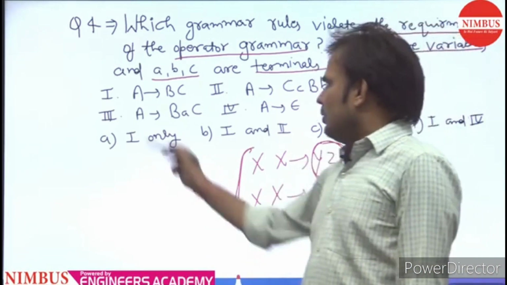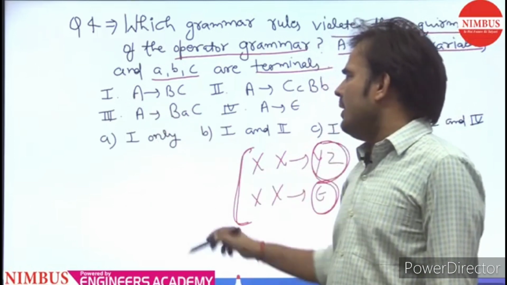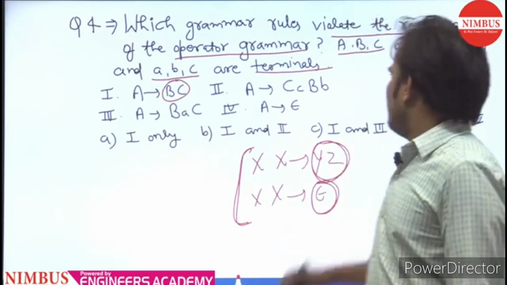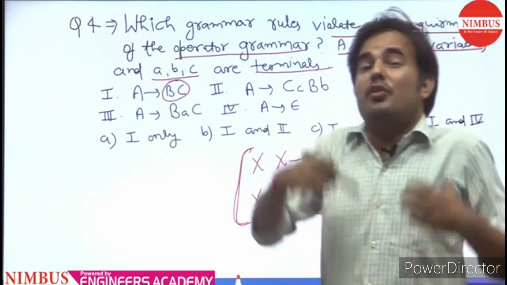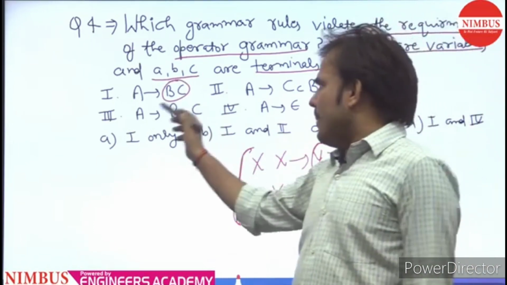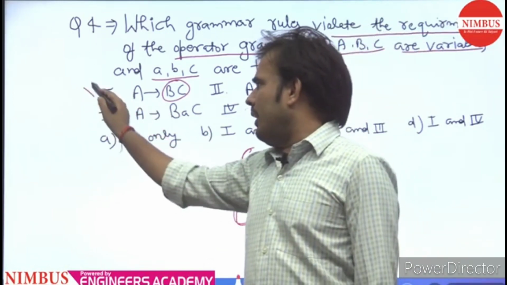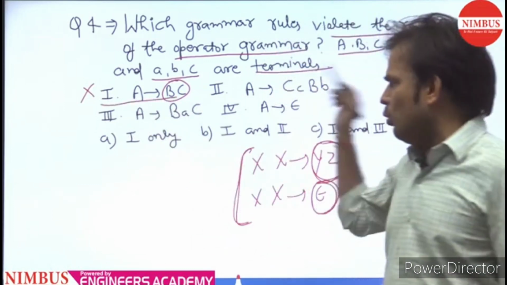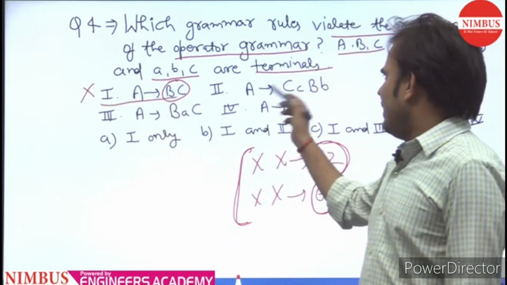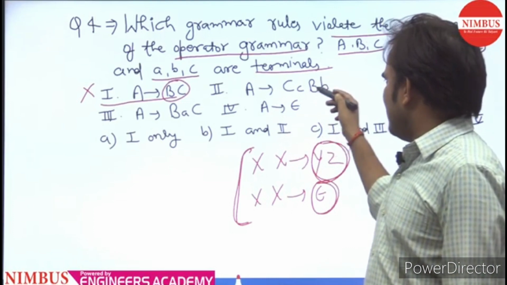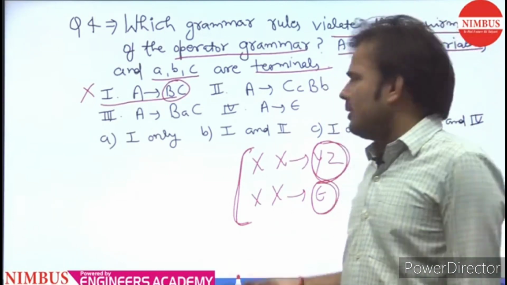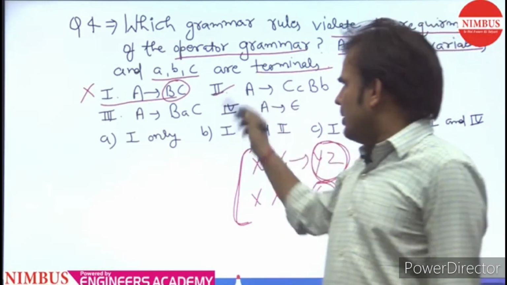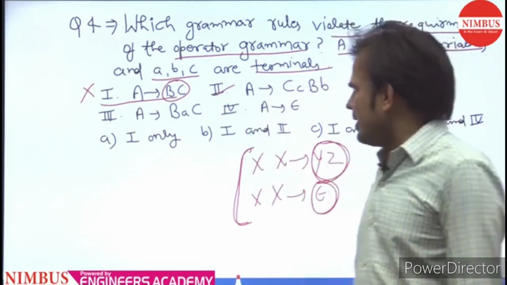Very simple. Here the first is A tends to BC, and both are non-terminals, or you can say variables. This type of production we do not need in operator precedence grammar, so this is violating the rule. Second, A tends to C c B b. That type of production can be accepted by operator precedence grammar, so no problem. This is not violating the rule.